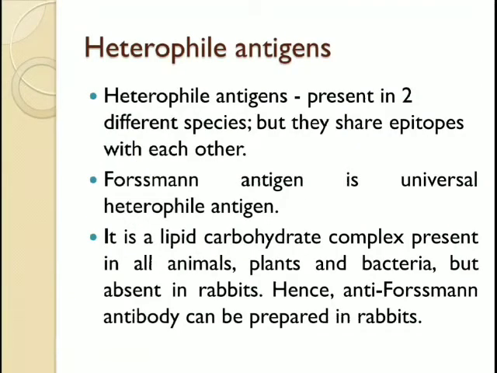Heterophile antigens are present in two different species, but they share epitopes with each other. The Forssman antigen is a universal heterophile antigen. It is a lipid carbohydrate complex present in all animals, plants, and bacteria, but absent in rabbits. Hence, anti-Forssman antibodies can be prepared in rabbits.